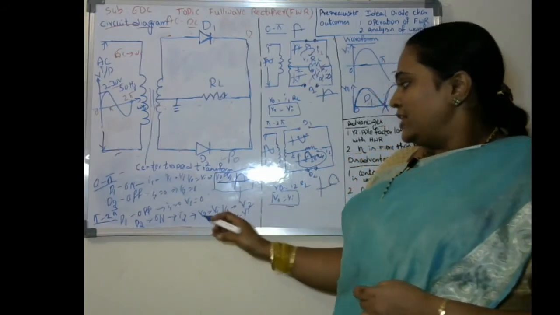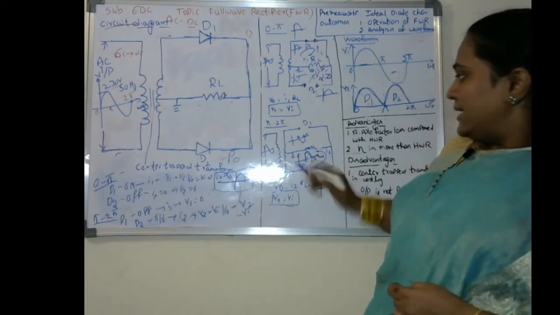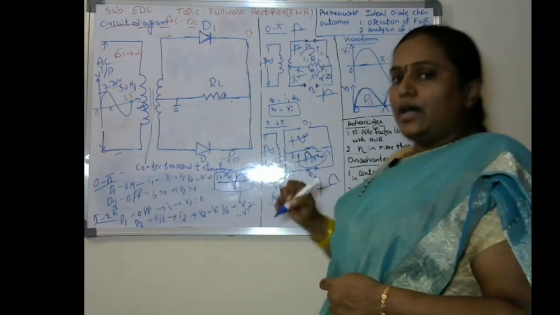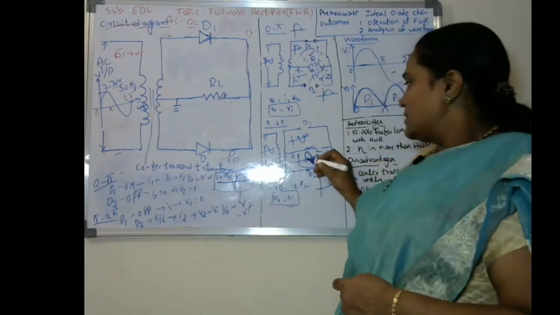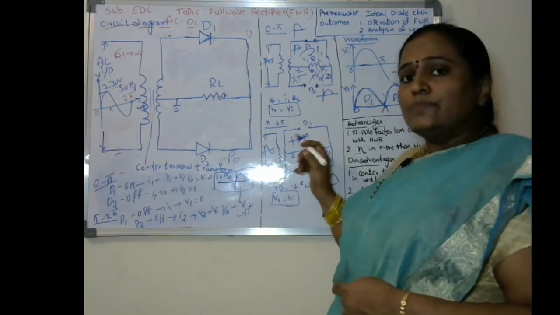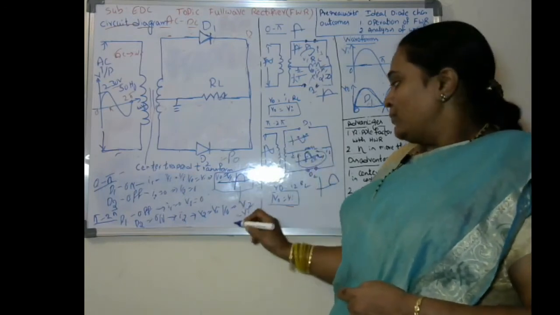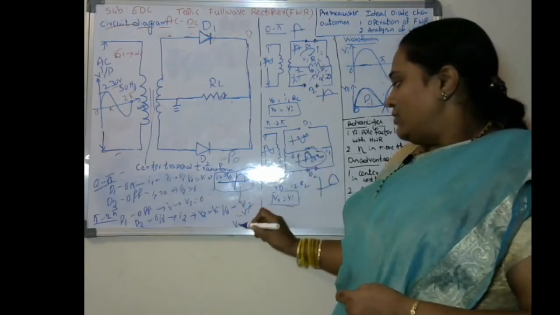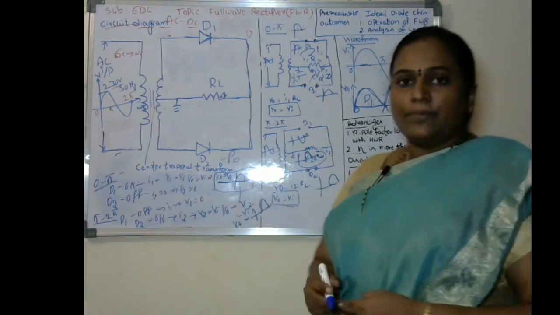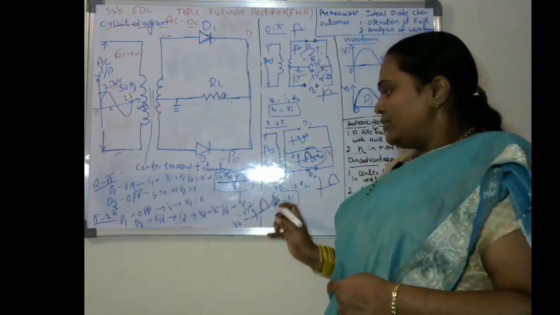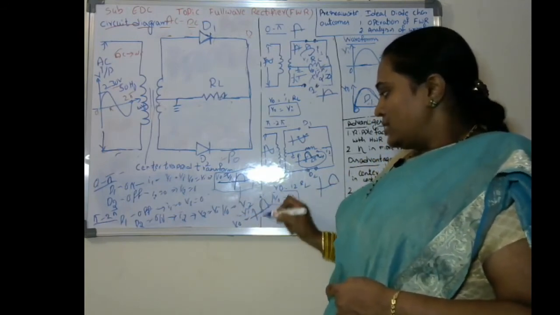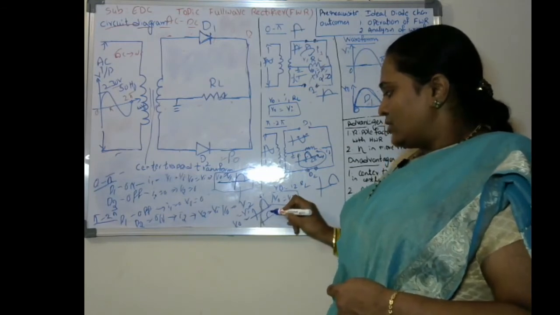What is the shape of the input voltage? Through D2, you are going to get the pi to 2 pi part of the input. The shape of the input waveform is this. The same shape of the waveform is going to be observed across V0. So the shape of the waveform V0 is this. This is the input, and the same shape of the waveform is going to be obtained across the output.